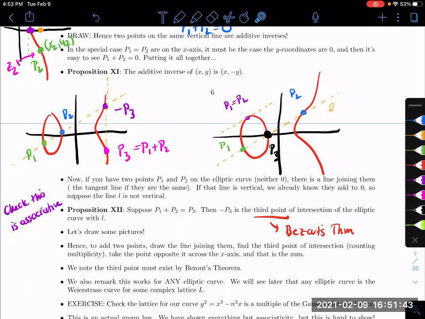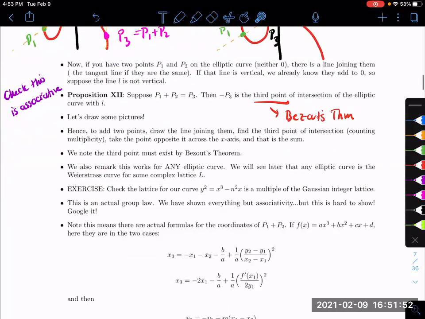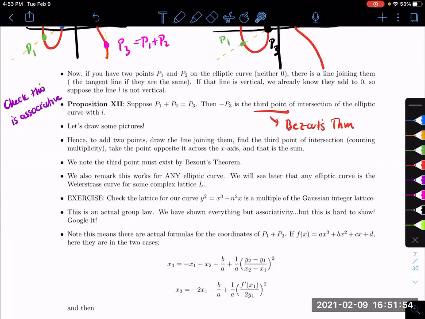There is a classical proof that this is associative, and I would encourage you to look that up. If you want another exercise, remember, what elliptic curves are we looking at? Here are the elliptic curves that came up in the congruent number problem: y squared equals x cubed minus n squared x, where n is a square-free natural number.